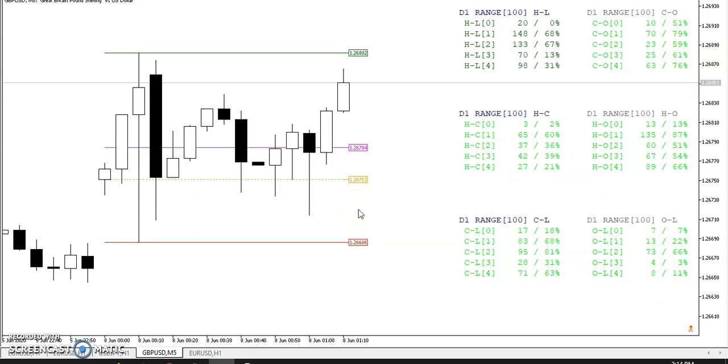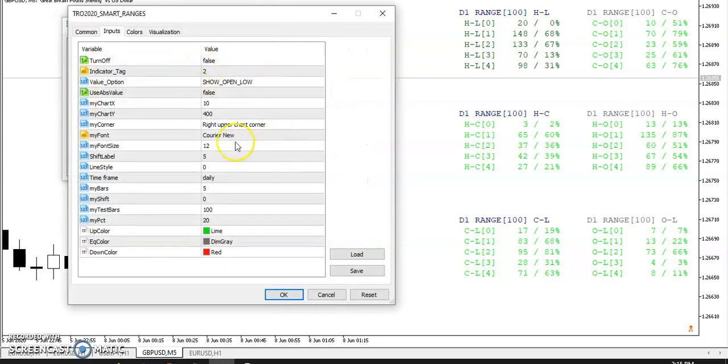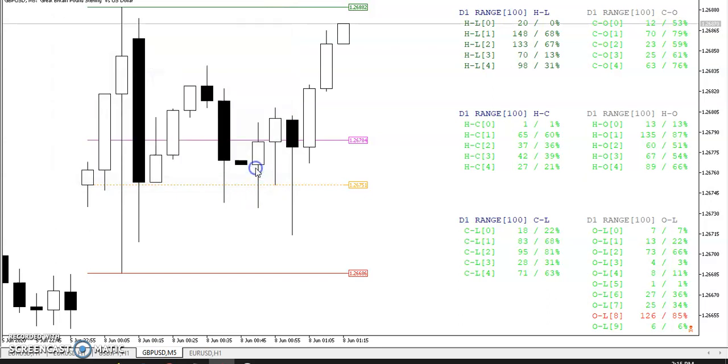But of course, the pound's been on a streak. But if you wanted to, you could change this to, let's just take a look here. I'll show you how to do that. Pick one of these, doesn't really matter. Right here, if you say my bars, you could put 10. And that's that one. And close it.